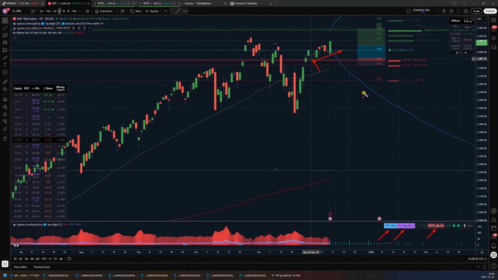The other thing is that in the last recording you see that the main put support was 6,600, right now it is 6,800, and also the HVL line moved above. It was lower in the previous recording, and last time we had the major call resistance around 6,900, and right now it became 6,950. So the whole thing became even more bullish.